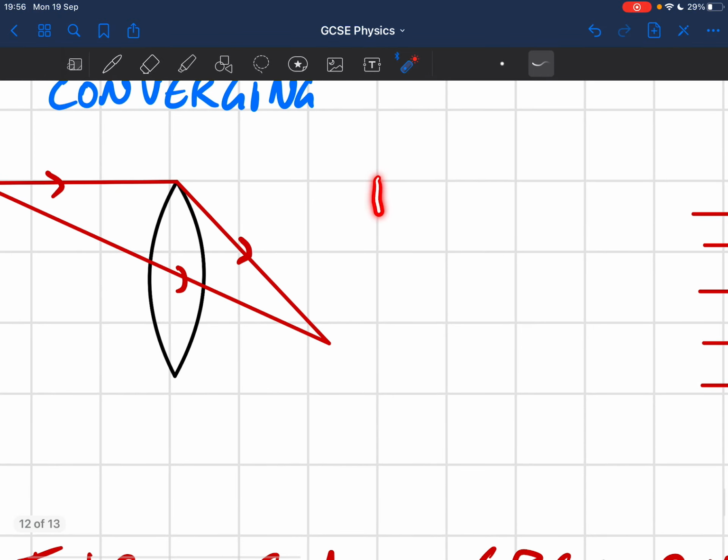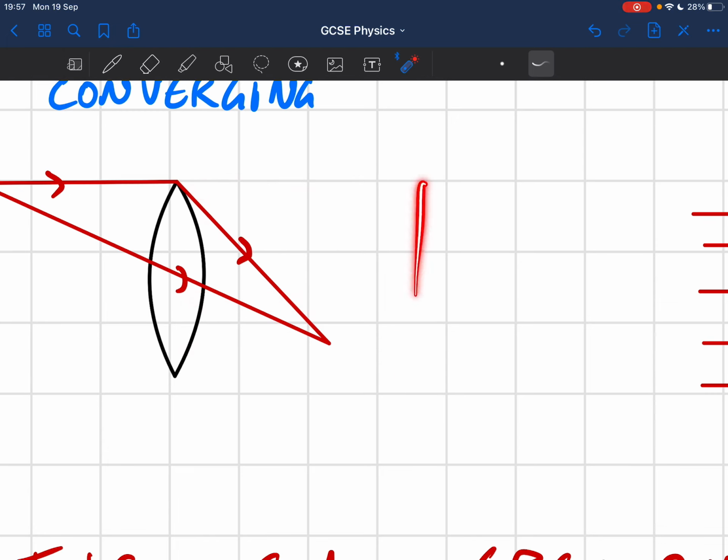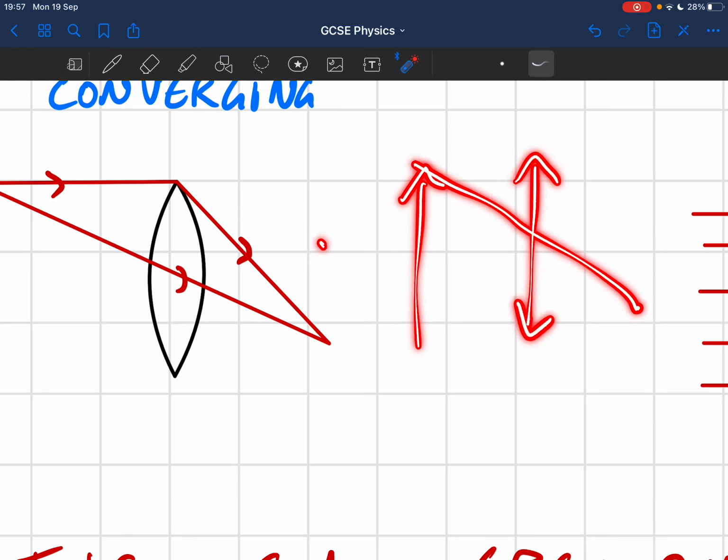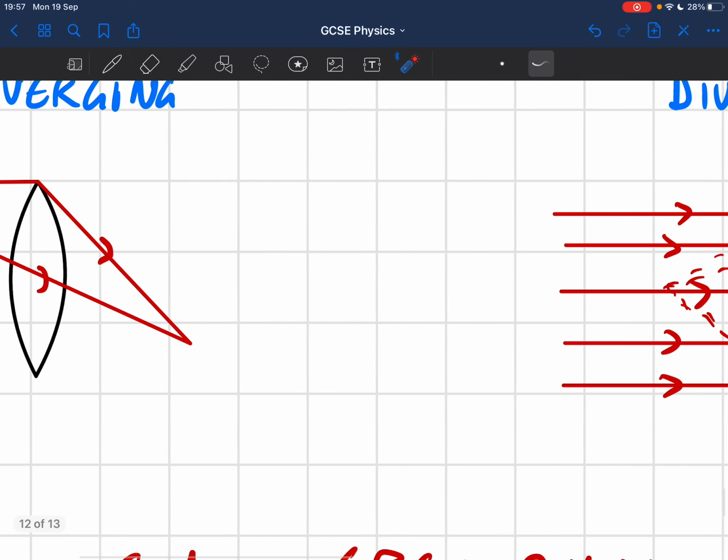So a converging lens in a lens diagram is drawn as such. And we draw our rays first of all parallel, always parallel, apart from the ray that is going from our image through the optical center. Hopefully we can talk about this a bit more in a further lesson.